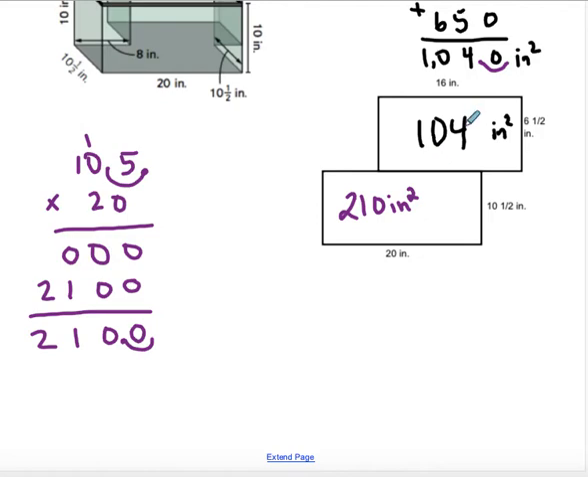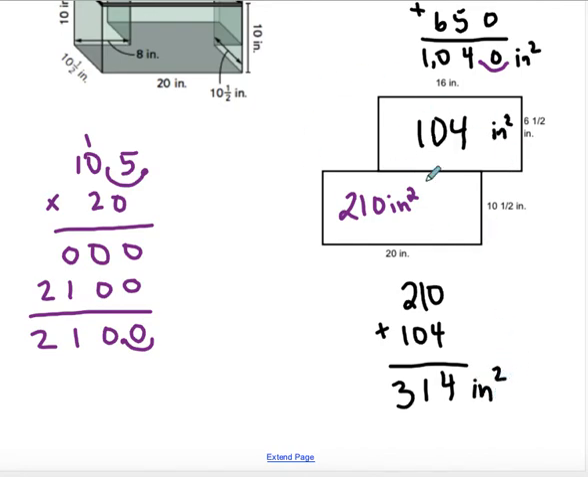But anyways, okay, now we have our two areas of these two rectangles, and now we need to add them up. So 210 plus 104. 0 plus 4 is 4. 1 plus 0 is 1. 2 plus 1 is 3. Always double check your work. I think we look good there. And this will be inches squared because this is representing the area of both of these rectangles. So this would be our area.